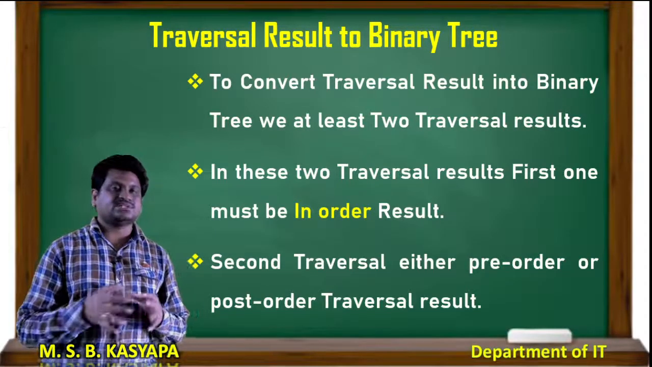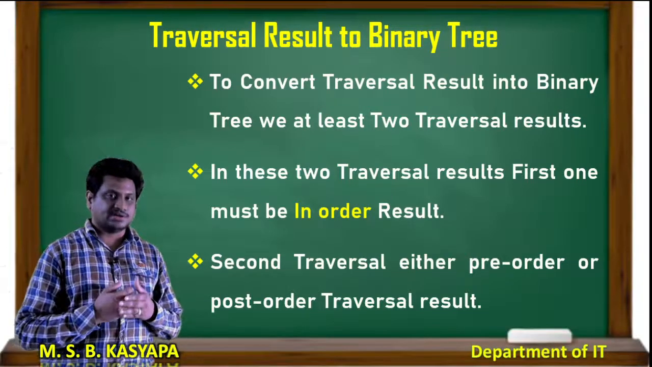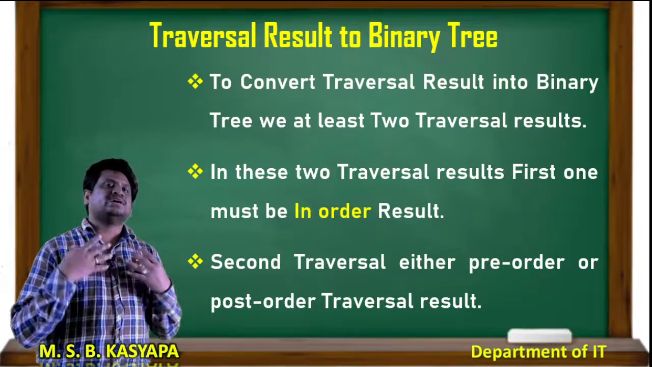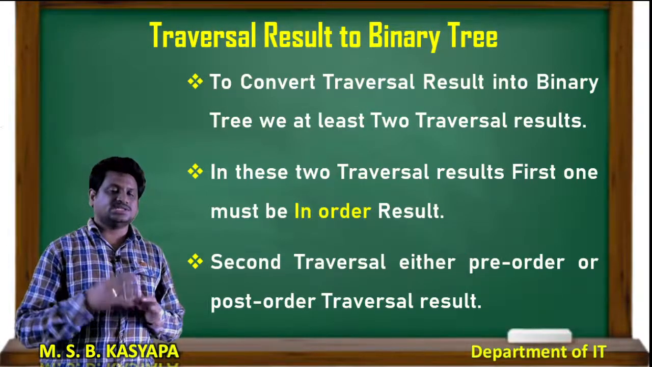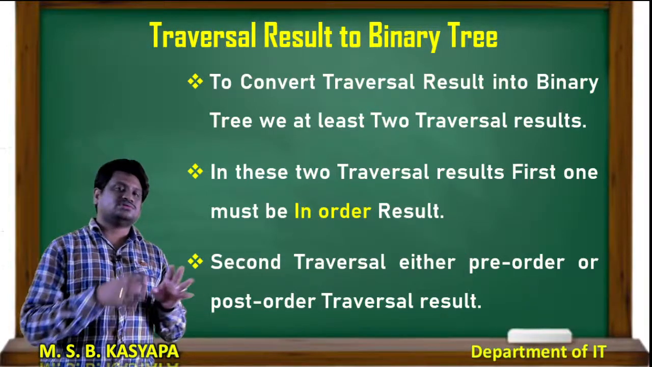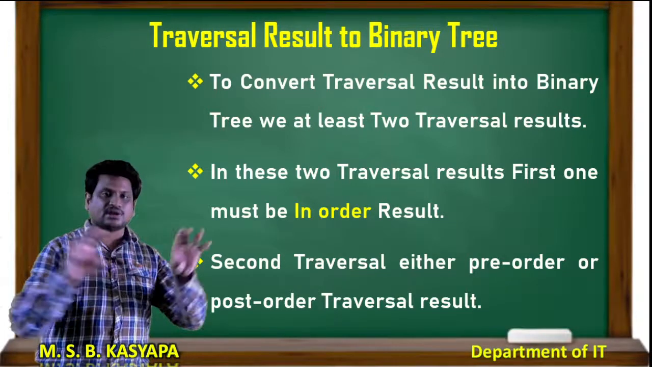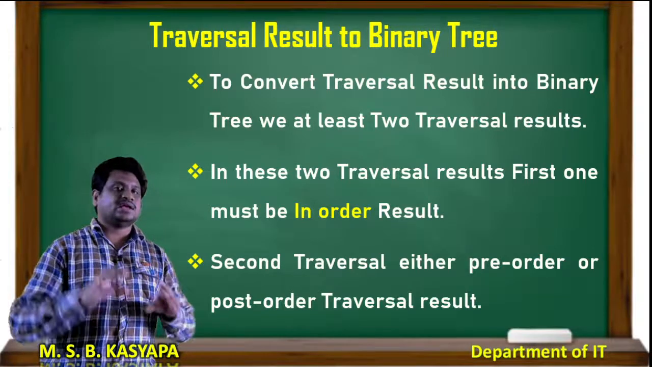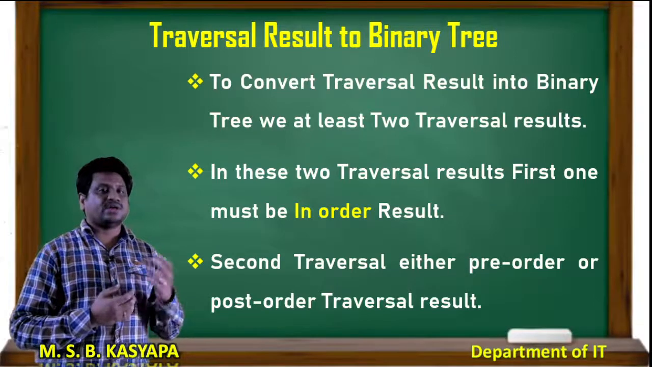In traversal we discussed three orders: in-order, pre-order and post-order. These orders help to visit each and every node of a binary tree. So we are visiting the nodes in a particular order. If I have that order, can I create a binary tree with it? Yes, I can create. How can I create?